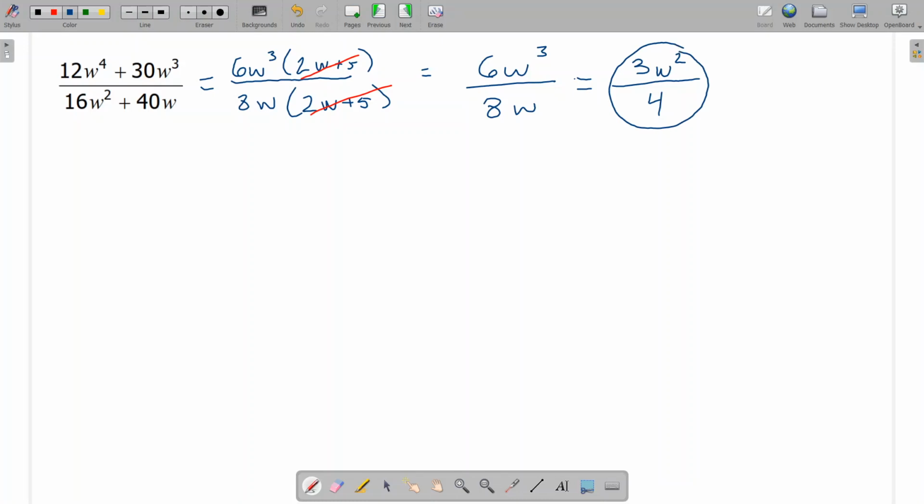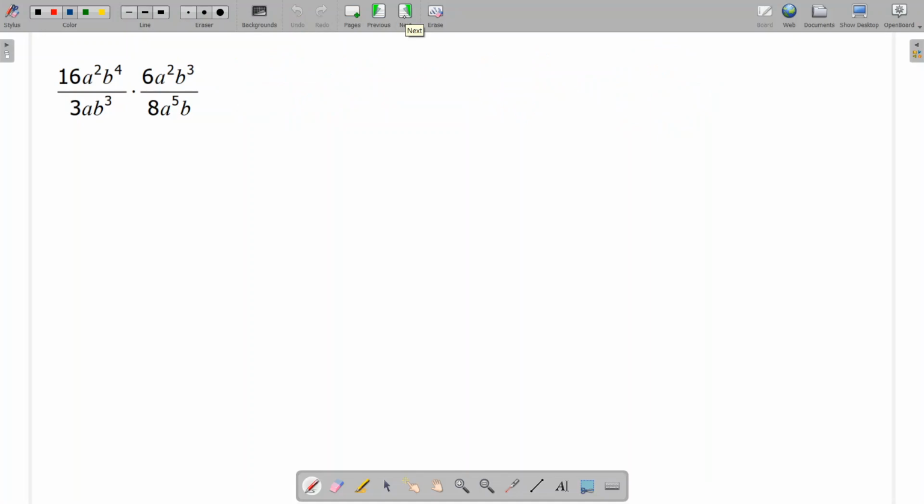So let's look at another one where we start looking into these operations. Now, this is multiplication of two rational expressions, and notice that we have only monomials. Okay, there's no binomials or trinomials, so there's no factoring to be done. With these ones, we're going to start by multiplying the numerators and denominators together, and then using our exponent rules to simplify what we're left with.